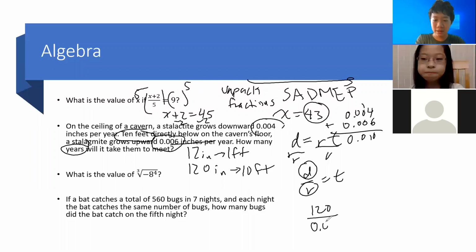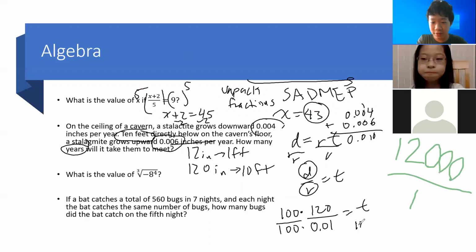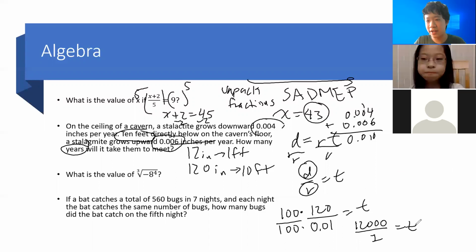So let's plug it in here. Now all you need to do is solve for time. And when we divide by decimals, I'm going to teach you guys this later on. The strategy we have is to get rid of the decimal in the fraction. So how do we get rid of that? We can multiply the top and the bottom by 100. As you can see here, 100 times 0.01 is just 1. And since we're multiplying by 100 on both top and bottom, it doesn't change the original fraction. So we're going to have 12000 over 1 equals time. So that's just 12,000. So this is the answer, 12,000 years.